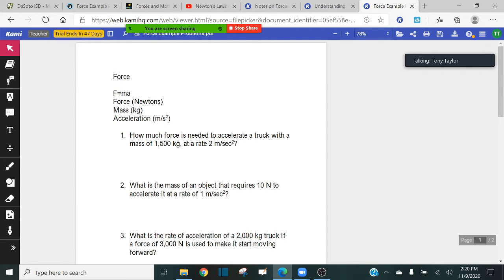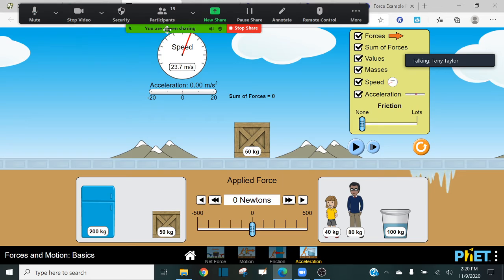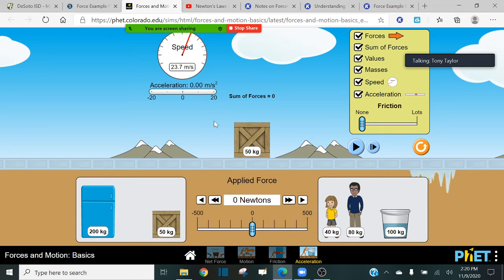Okay, so the units for force are typically in newtons. The units for mass would be in kilograms, and the units for acceleration would be in meters per second squared. Okay, and again, guys, we saw Newton's second law at work whenever we were doing this particular lab.